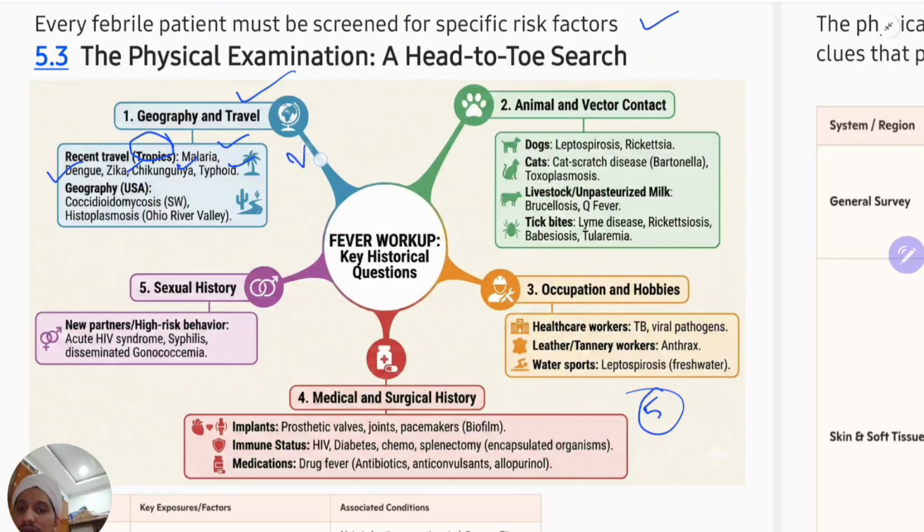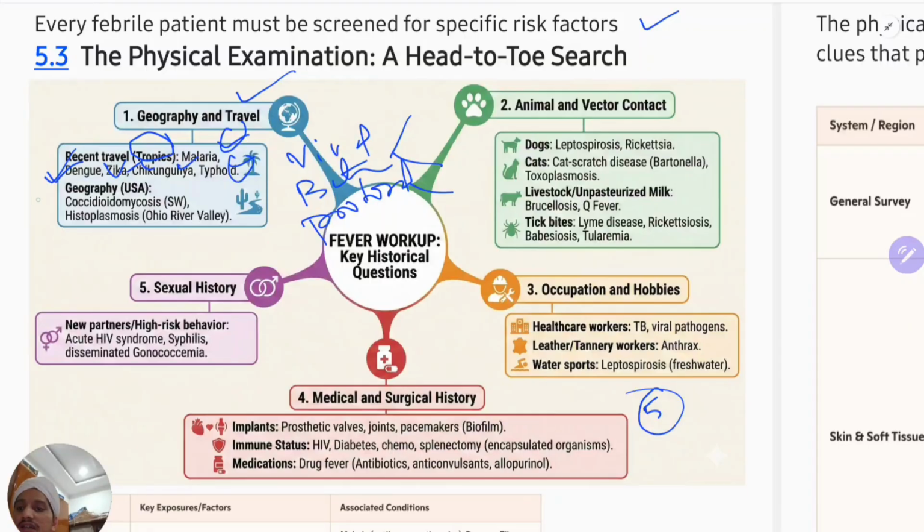How will you remember: viral, bacterial, and in bacterial typical and atypical, protozoal. Like that you should remember. Viral: dengue, Zika, chikungunya. Bacterial: typhoid. Protozoal: malaria.